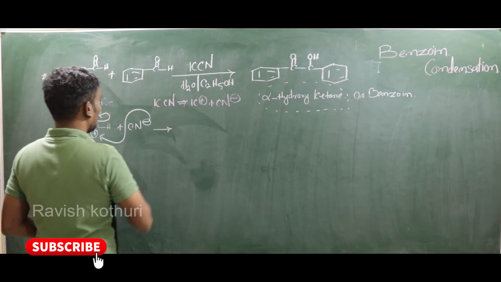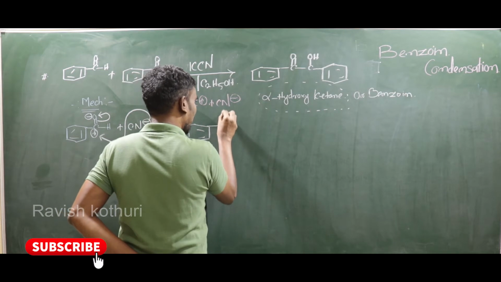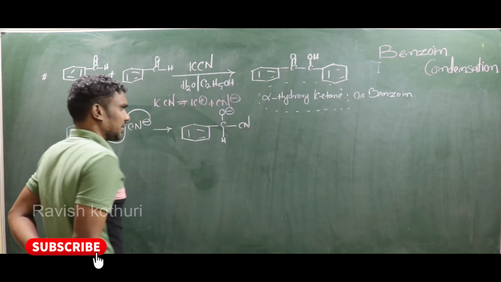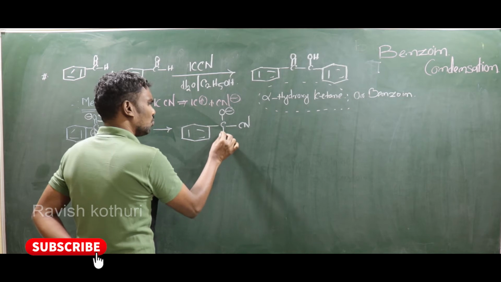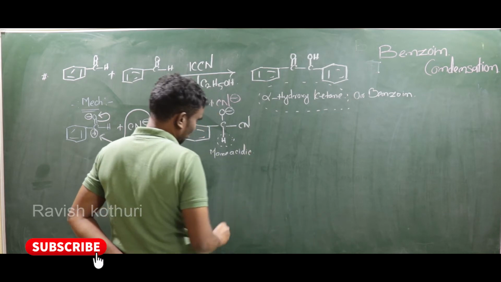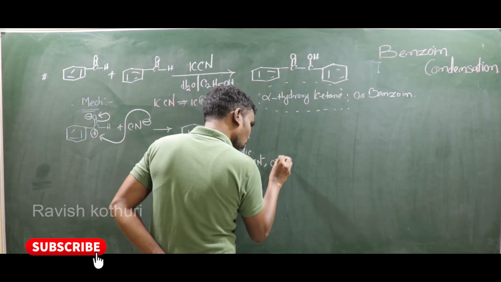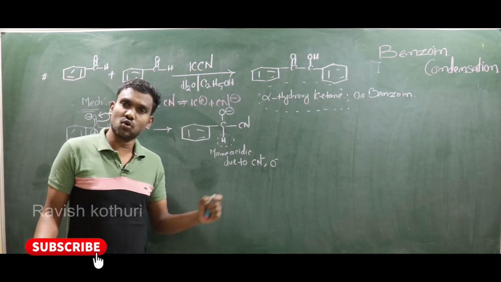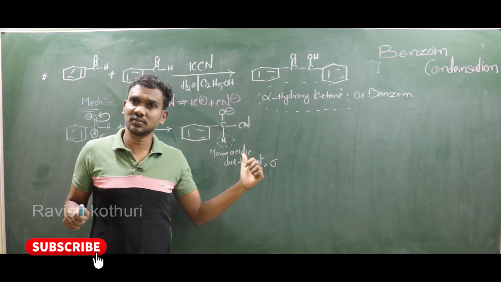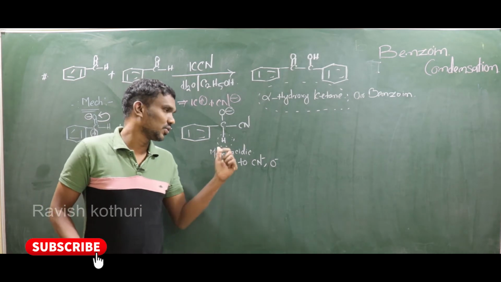Now, O minus, here H and CN. My dear students, observe carefully. This hydrogen is more acidic in nature. Why? Because an electron withdrawing group is attached to it, CN, as well as O minus. So due to O minus and CN minus, this hydrogen is more acidic.